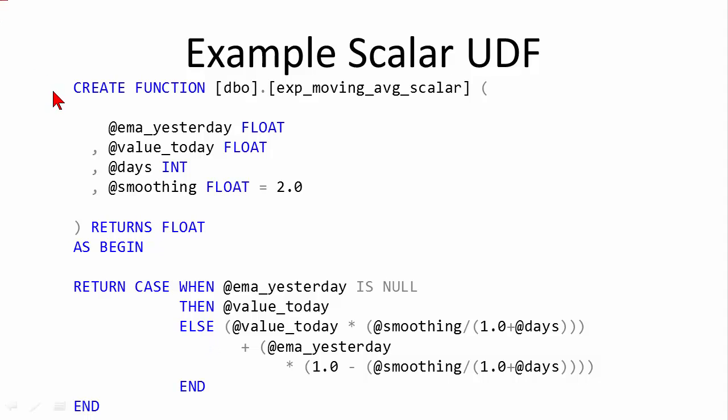So we have our create function, returns a float, and then all we have to do is return a single case statement to do the formula. We have to deal with null values, in which case we just return the value today, or we implement the formula and then end. Scalar functions have a begin and end, and you'll see inline are a little bit different.